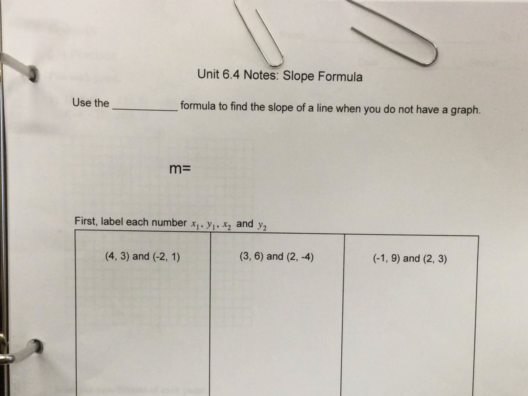All right, these are your 6-4 notes. We use the slope formula to find the slope of a line so that you don't have to graph it. The slope formula is m equals y2 minus y1 over x2 minus x1.